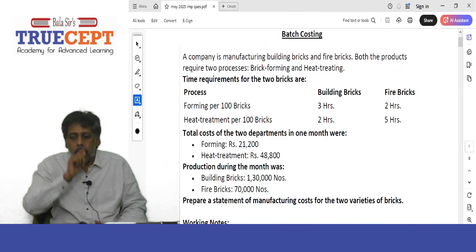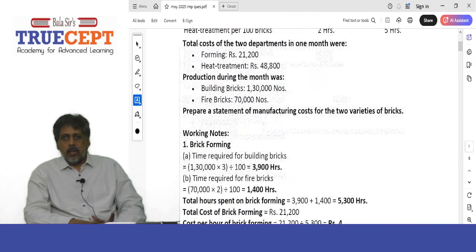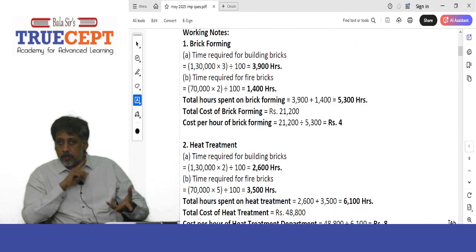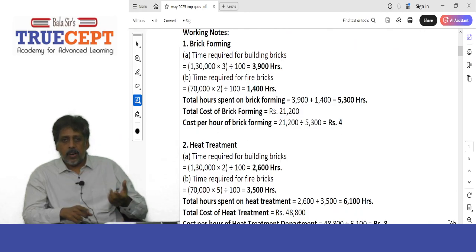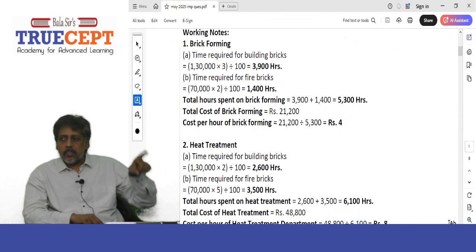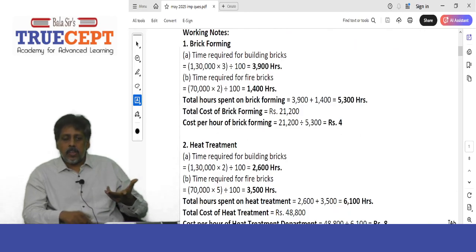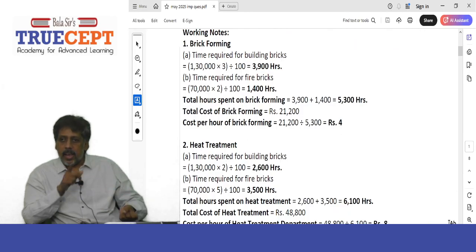Now let us go ahead and take on the solution. Your job will be to allocate the rupees 21,200 cost incurred in division 1, which is brick forming, between the two products manufactured, that is building bricks and fire bricks. How do you allocate? The only data available is hours needed for producing these products. So you can apportion rupees 21,200 and rupees 48,800 between the two products based on the hours spent on these products.